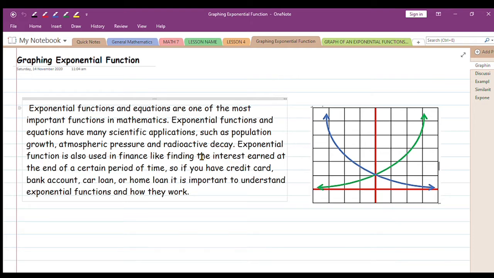Exponential function is also used in finance, like finding the interest earned at the end of a certain period of time. So if you have a credit card, bank account, car loan, or home loan, it is important to understand exponential functions and how they work.